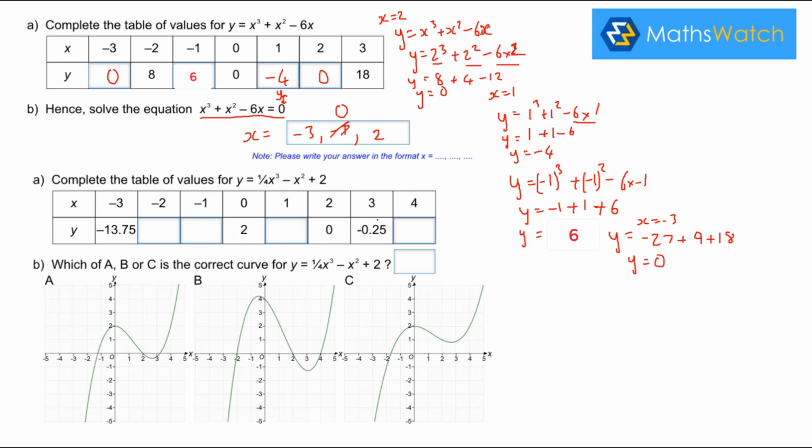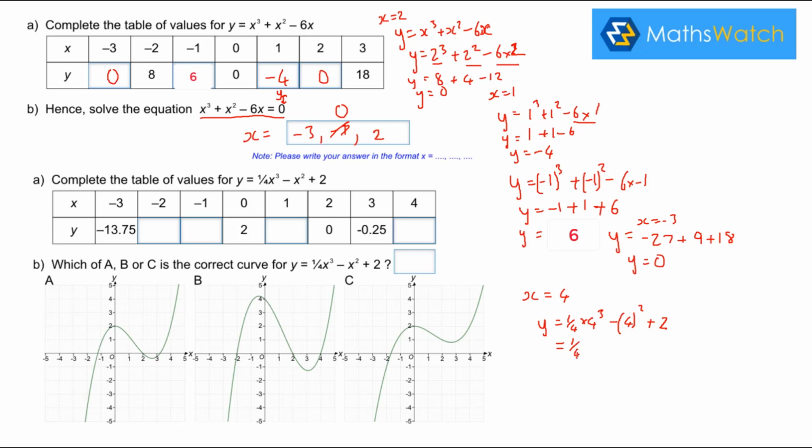Now this will be on a non-calc, but it could be on a calc paper, but it's not too difficult. They've given you the whole numbers. So let's try x equals 4 first. So you've got y equals a quarter times 4 cubed minus 4 squared plus 2, and x is 4 in this case.